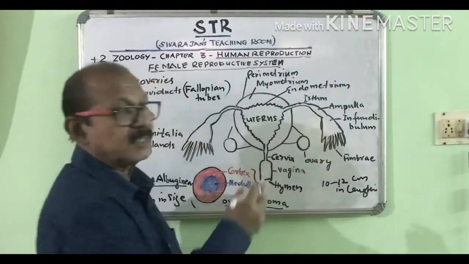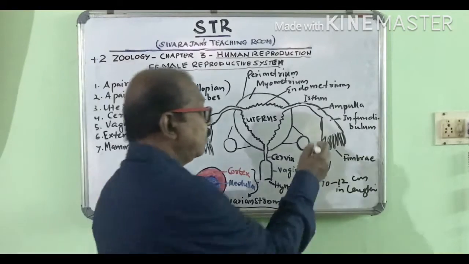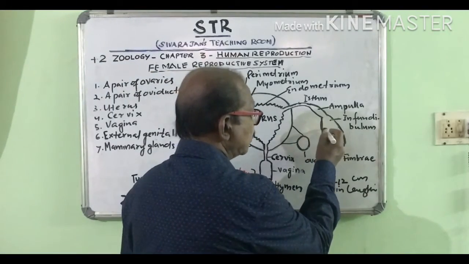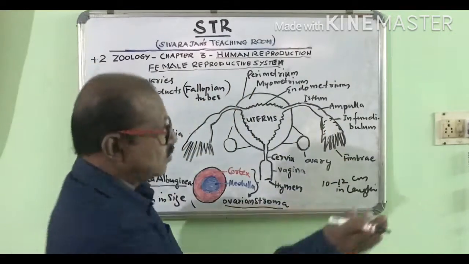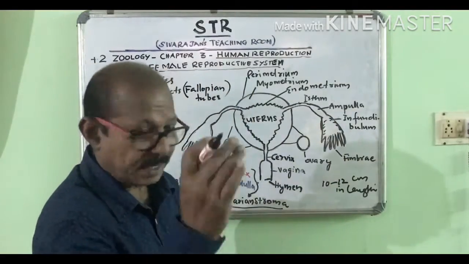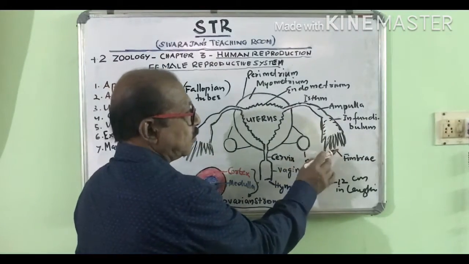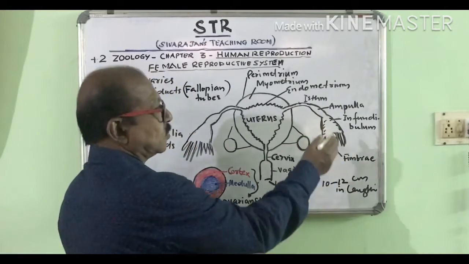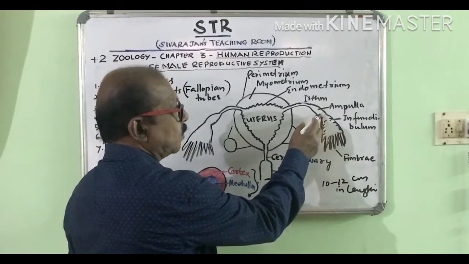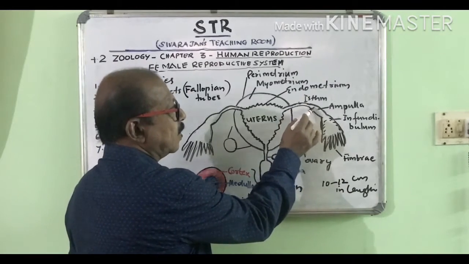ampulla, isthmus, etc. have cilia inside them. Very minute hair-like structures like this, cilia inside, and the cilia always move towards the inside. So what happens? The ovum captured by the fimbriae is passed forward. It passes the infundibulum, then it comes to the ampulla, and it comes to the isthmus.